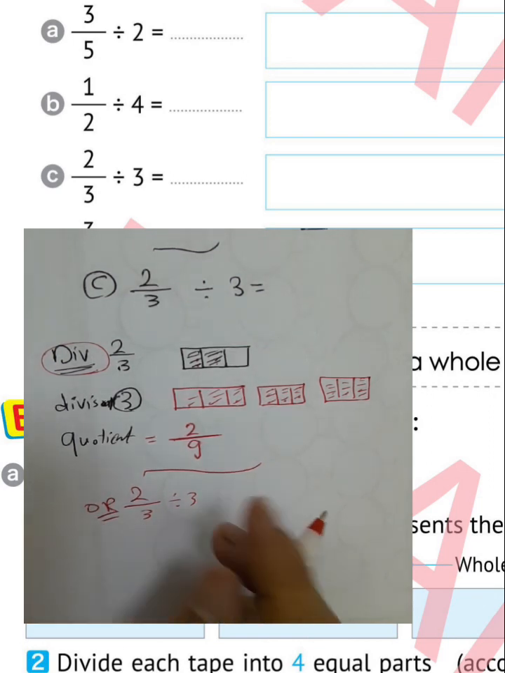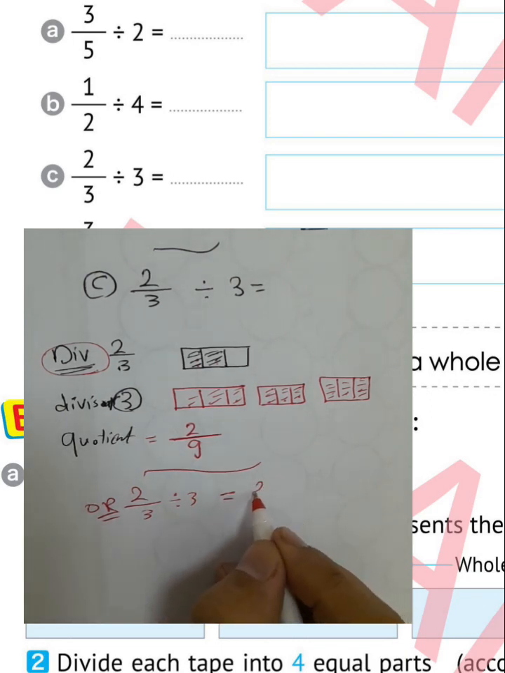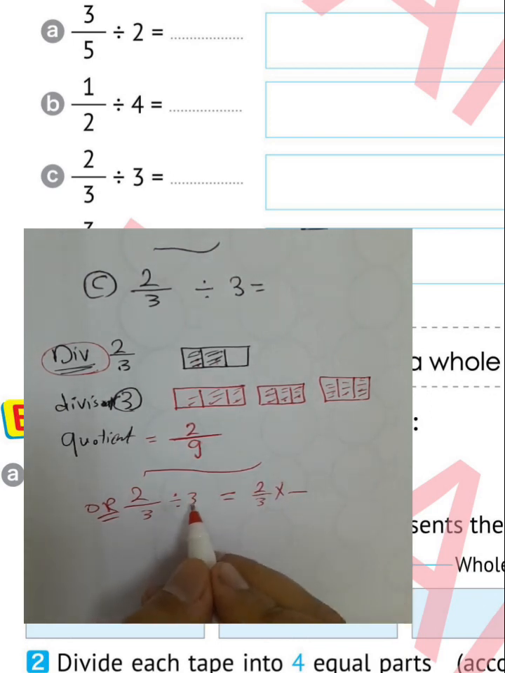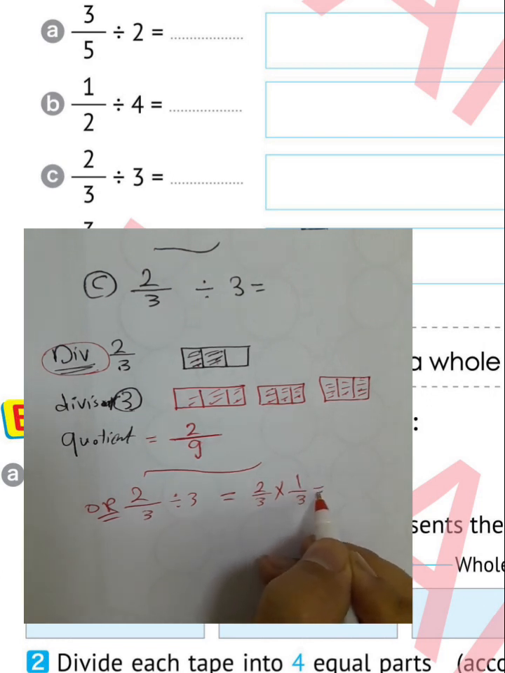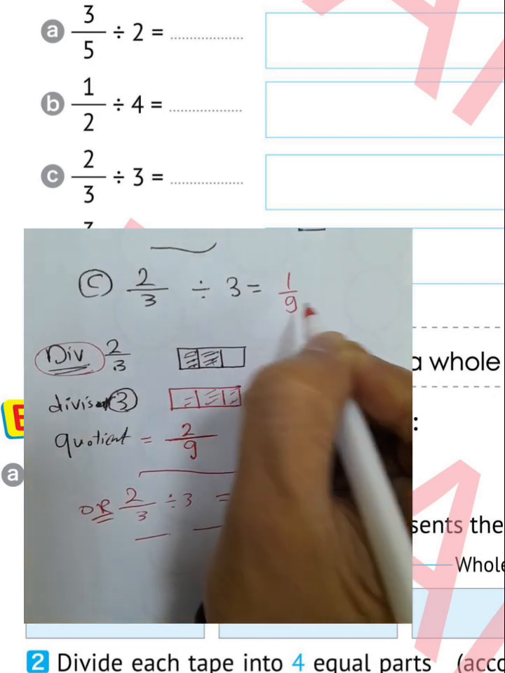And we know 2 over 3 divided by 3 can be solved by converting the operation from division to multiplication, using the inverse of 3, which will be 1/3. And then 1 times 1 equals 1, 3 times 3 equals 9. Then the result will be 1/9.